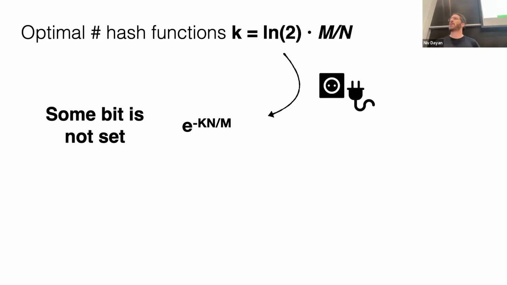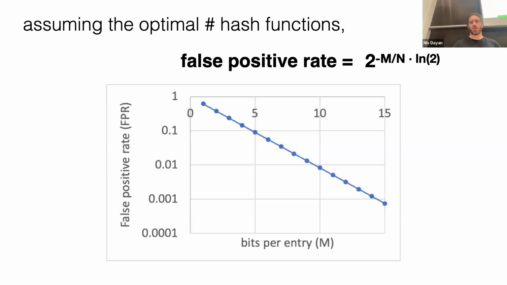There's a question? So for each point in the graph, the optimal number of hash functions is constantly changing because m is changing. Yes. And then the number of hash functions is constant for a given m. Correct. That's exactly right.